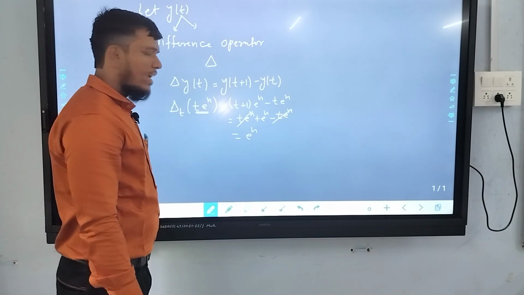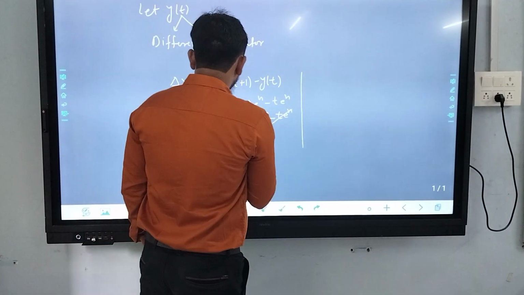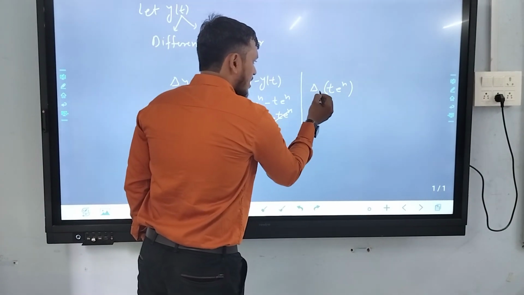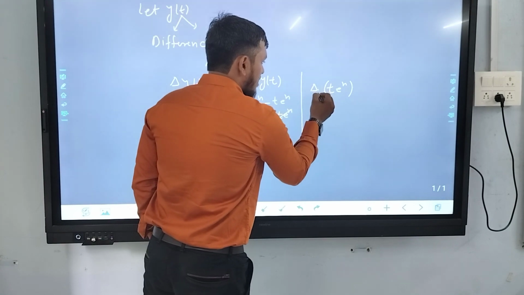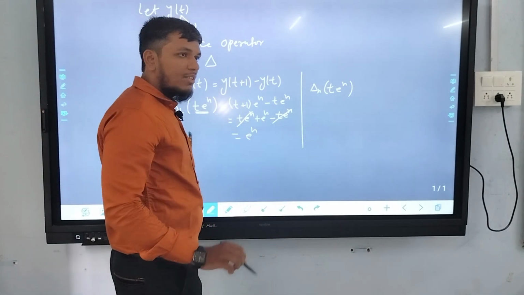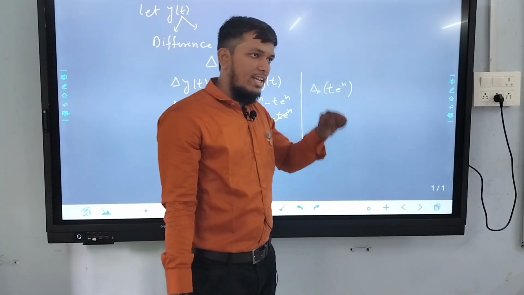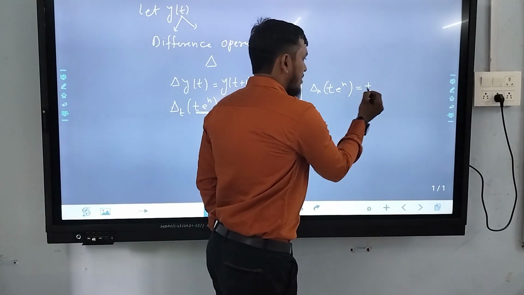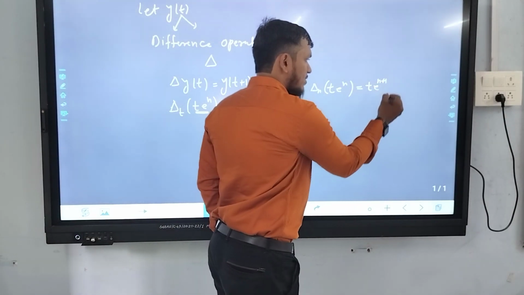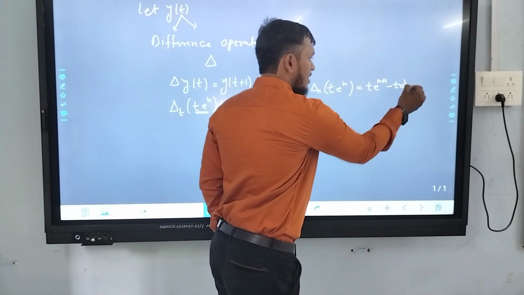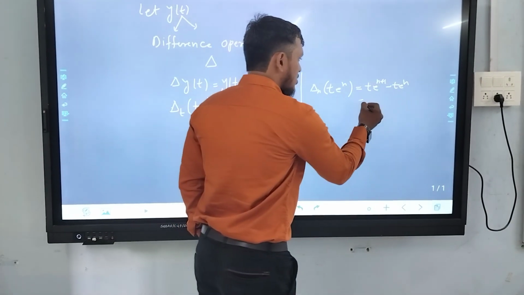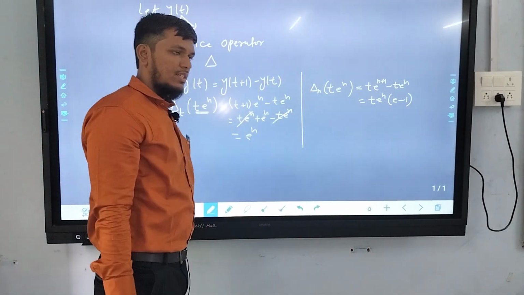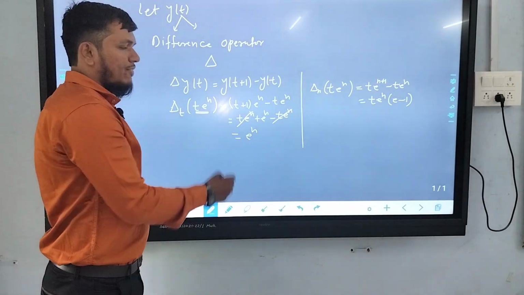so we get e raised to the power n. In another example, take the same function t e raised to the power n, but this time we write n in the base of the difference operator. That means the difference operator operates on the variable n. By the definition, it can be written as t e raised to the power n plus 1 minus t e raised to the power n. After simplification you can write t e raised to the power n times (t minus 1). So this is the definition of the difference operator.